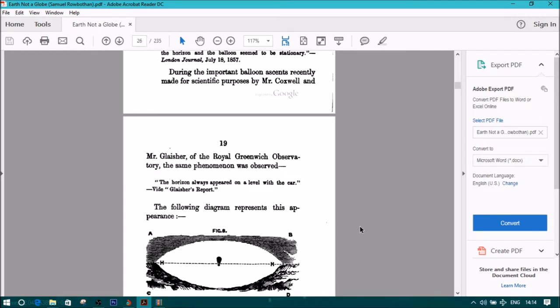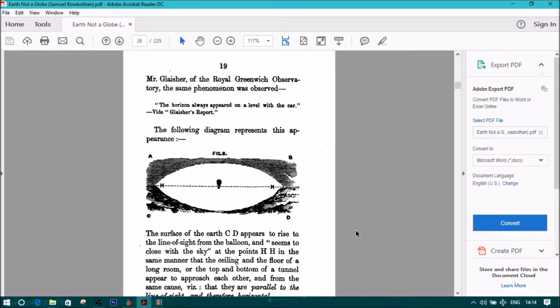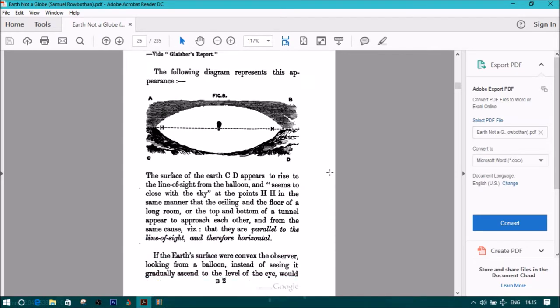During the important balloon ascents recently made for scientific purposes by Mr. Coxwell and Mr. Glaisher of the Royal Greenwich Observatory, the same phenomenon was observed. The horizon always appeared on a level with the car. Vide Glaisher's Report. The following diagram represents this appearance. Figure 8. The surface of the earth, CD, appears to rise to the line of sight from the balloon and seems to close with the sky.